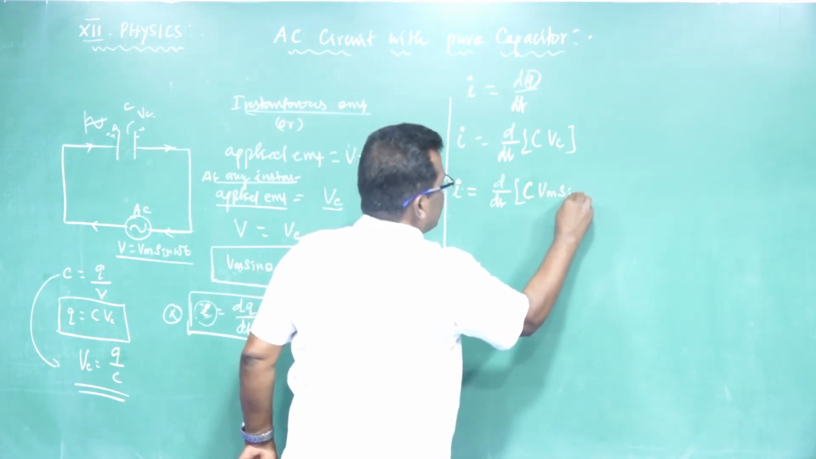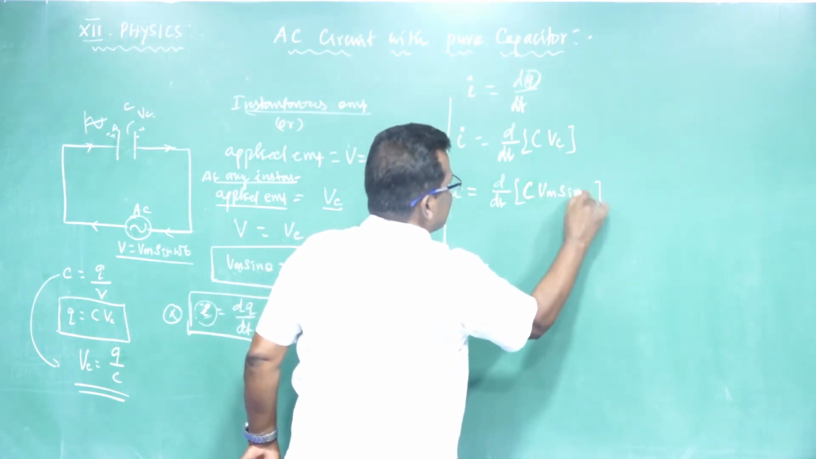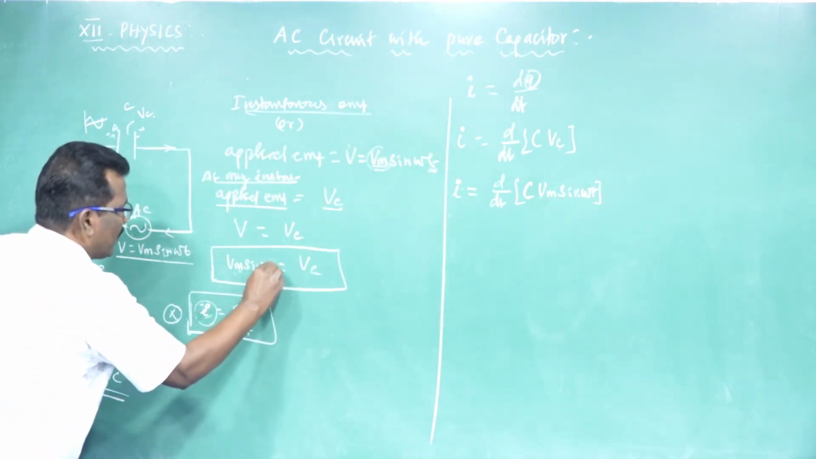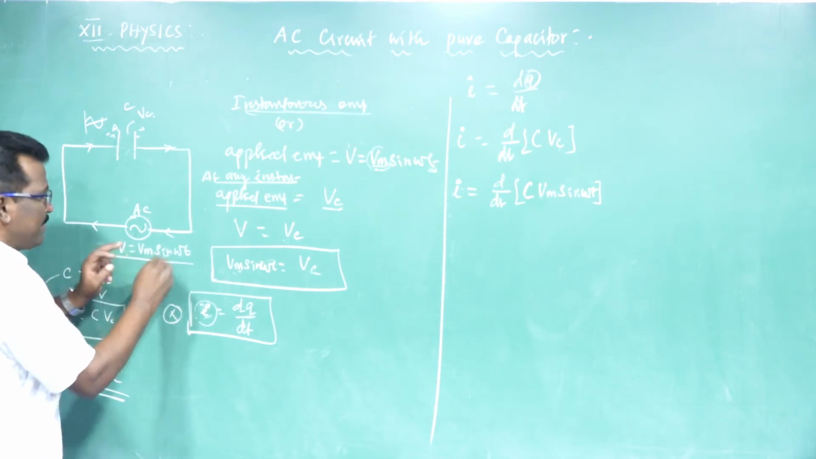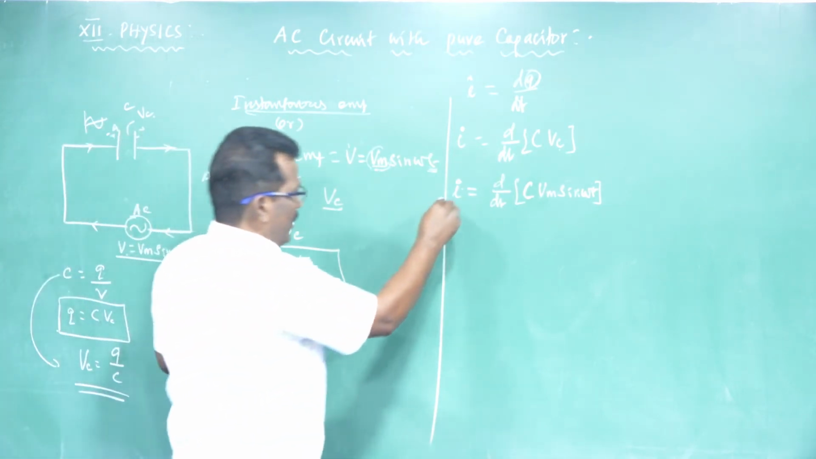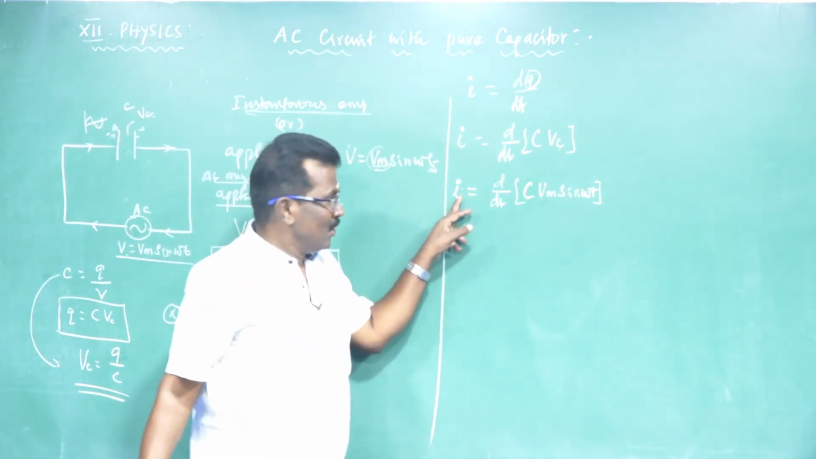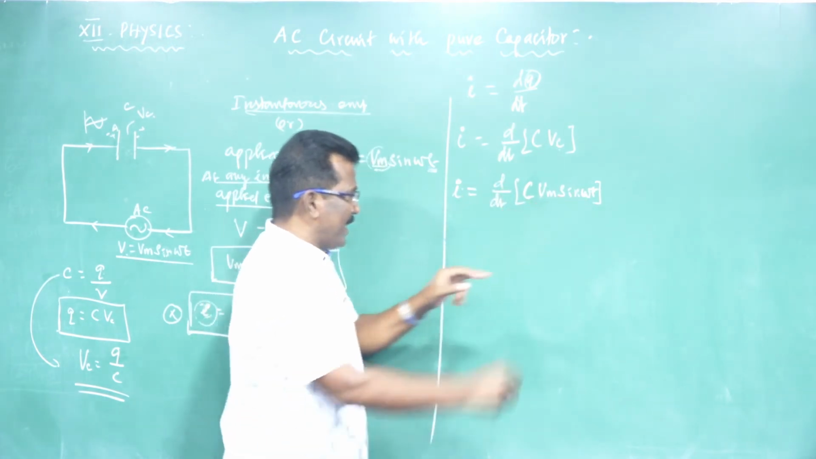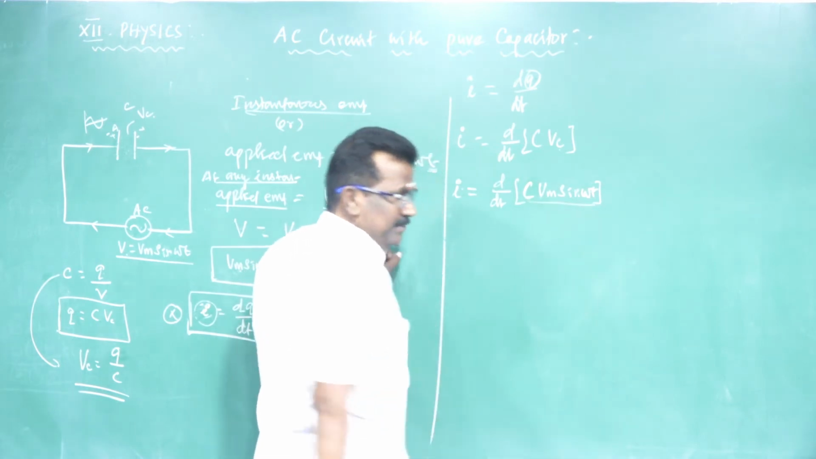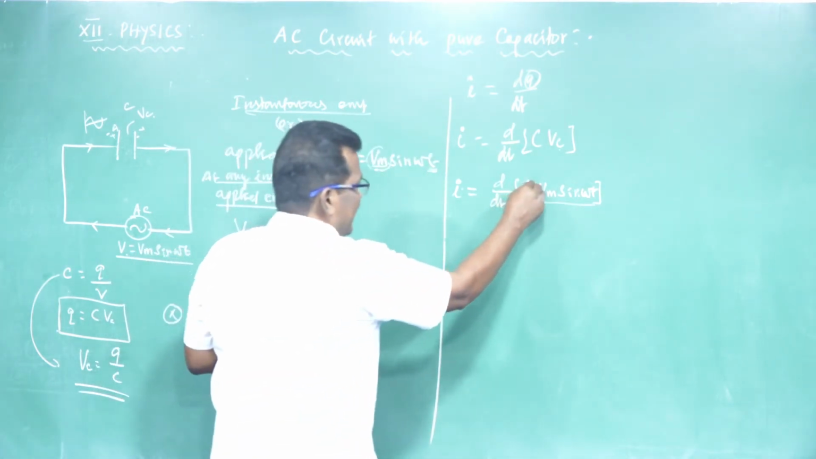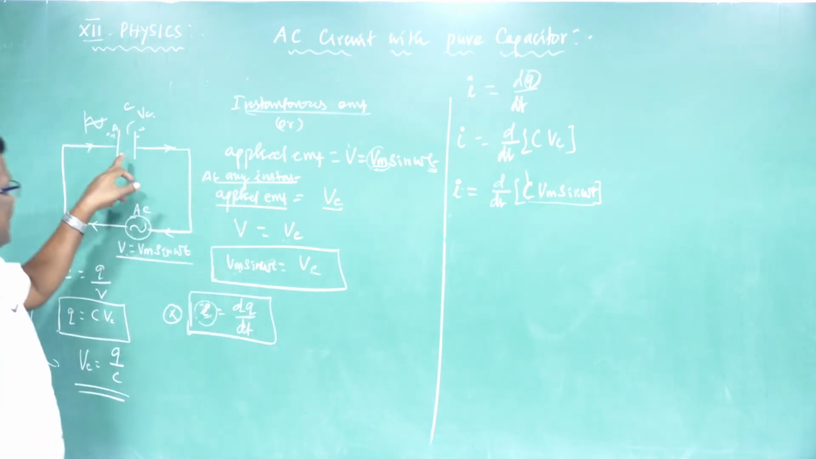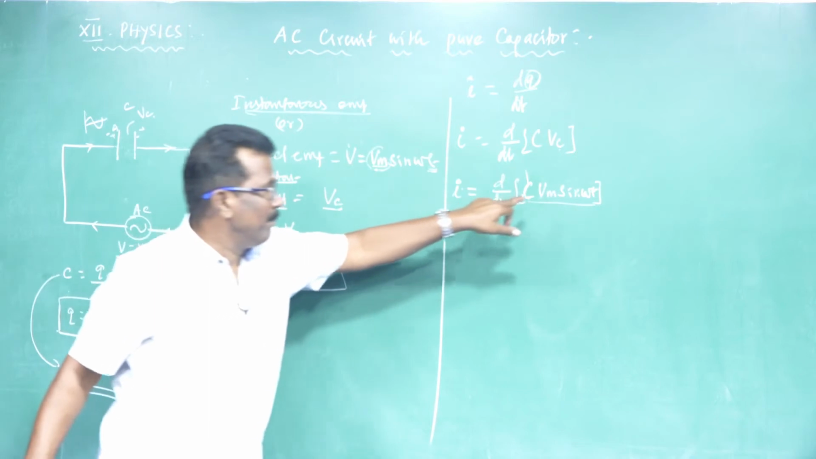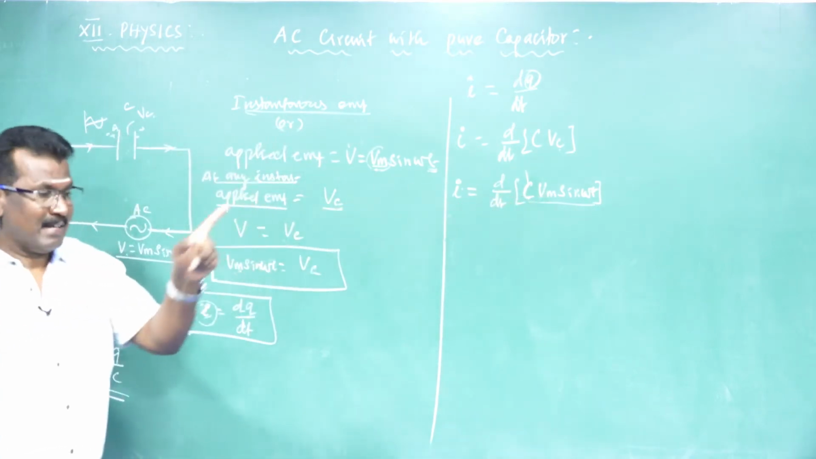Sin theta is nothing but sin omega t. So V is equal to Vm sin omega t. Okay, so it is an instantaneous current. Instantaneous current is d by dt of C Vm sin omega t. C is the capacitance, which remains constant for a given plate, and Vm represents the peak voltage, which is constant.